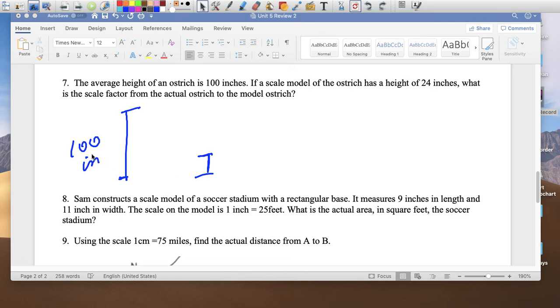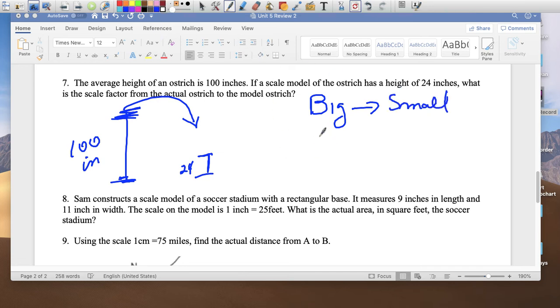So here's the ostrich. It's 100 inches tall. And the baby ostrich, not baby, the model ostrich is 24 inches. So you saw an ostrich and you decided to make a model ostrich, but not of 100 inches, 24 inches. What's the scale factor going from the actual ostrich to the model ostrich? So obviously the actual is the real one, which is this guy. And we're going from big. So the big ostrich, you reduced it and you made it into a small one.